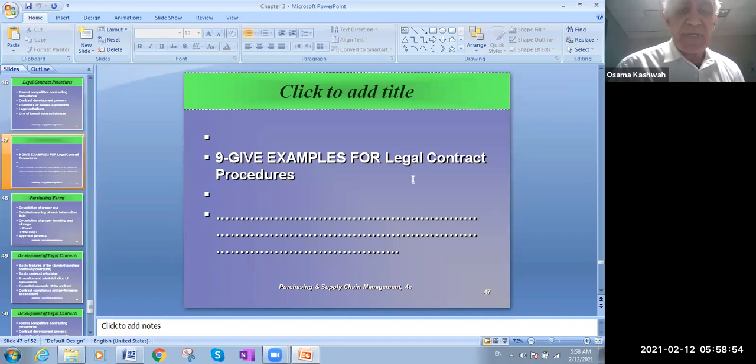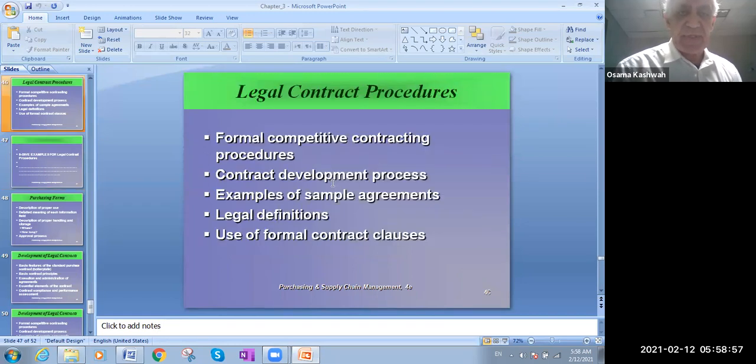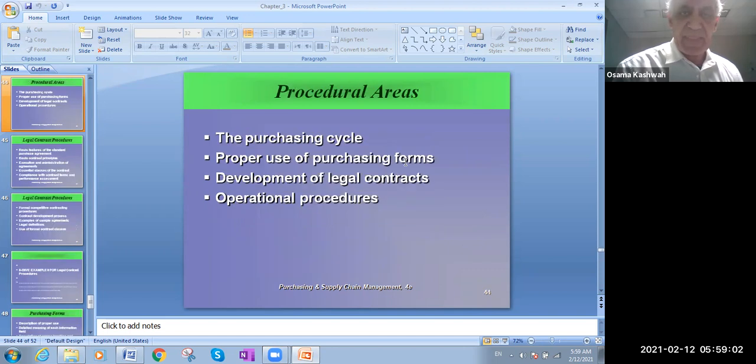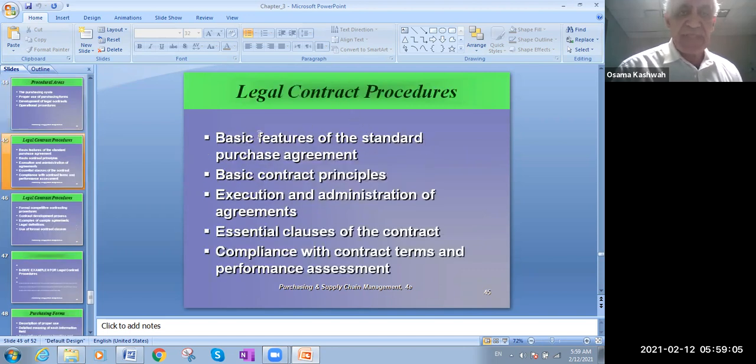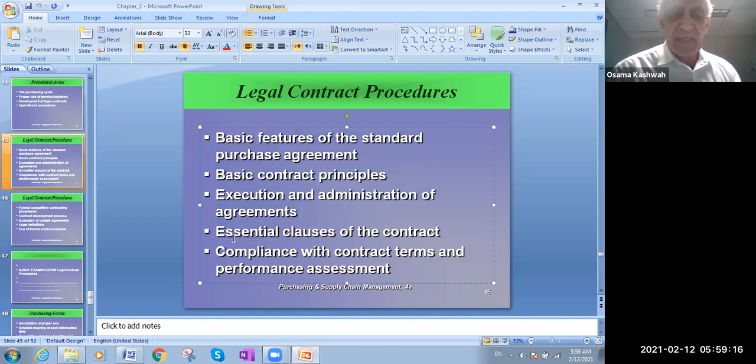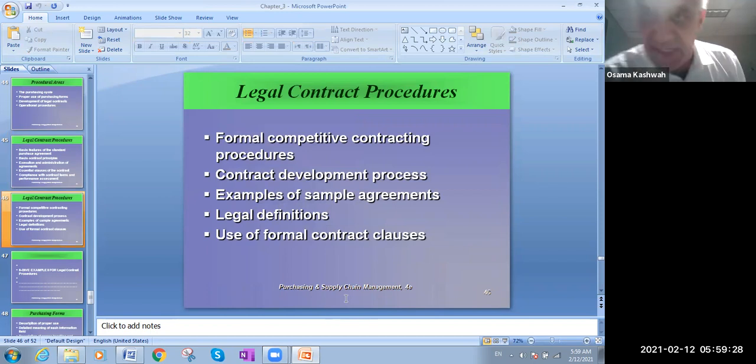Give examples for legal contract procedures. You can have examples here for the legal contract procedures. Basic features of the standard purchase agreement, how the agreement looks like, the contract, basic contract principles, execution and administration of the agreement, the essential clauses that the contract should have, compliances with the contract, how far I'm doing what's in the contract exactly, the supply contract. Those are all legal contract procedures.